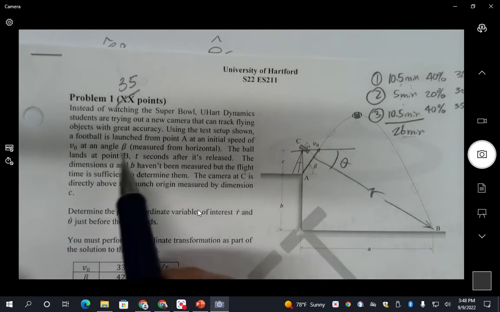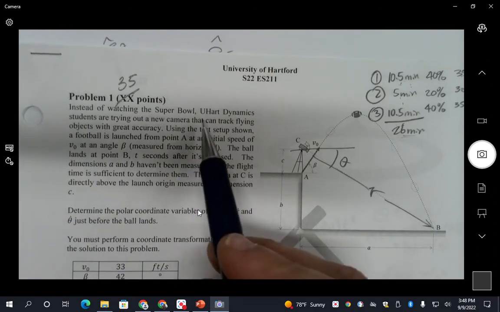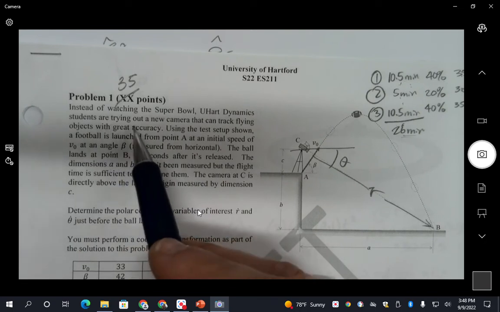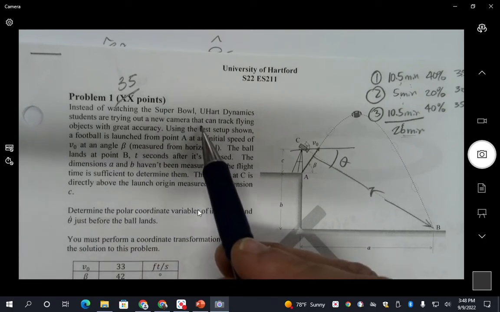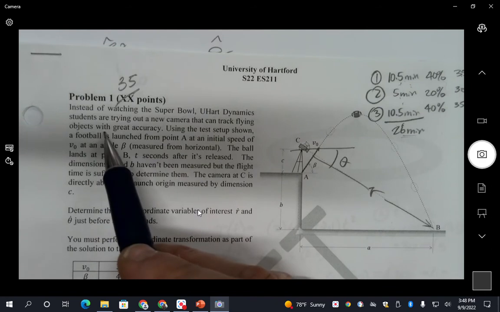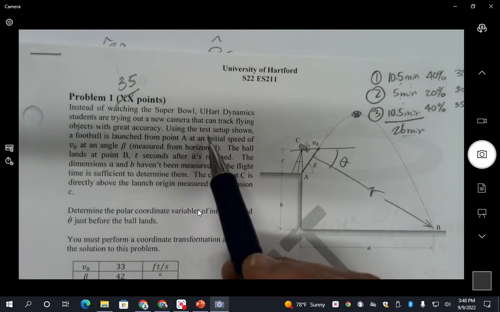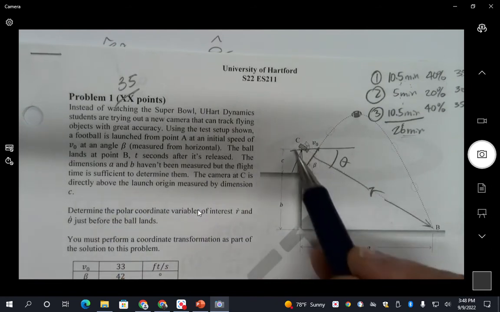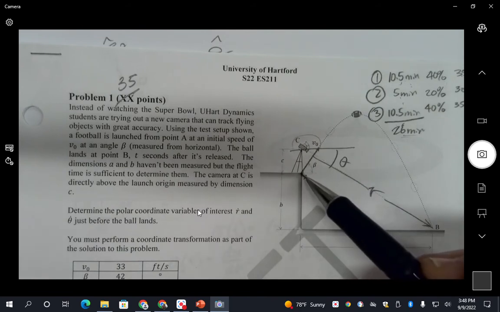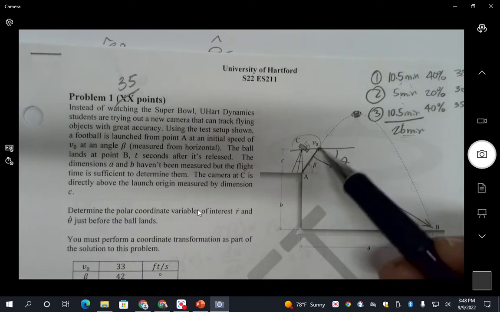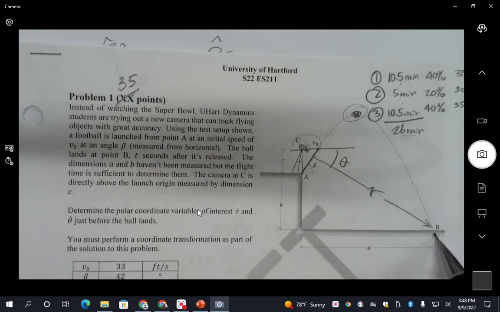All right, so here is the scenario. Instead of watching the Super Bowl, UHart Dynamics students are trying out a new camera that can track flying objects with great accuracy. Using the test setup shown, here's a little camera going right here. There's a football, for whatever reason, getting shot out from right here, flying through the air and landing from here. So starting at A, it's going to B.